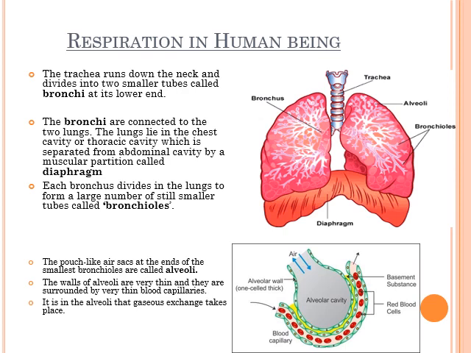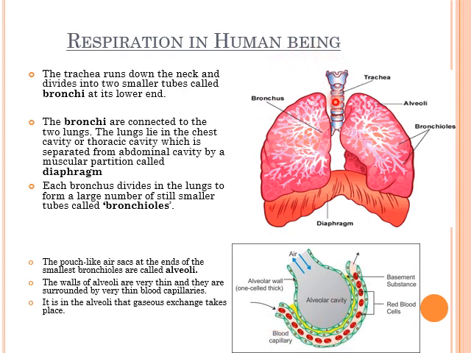So children, by seeing this diagram, you must be very careful in observing this balloon-like structure which is present at the tip of these bronchioles. If you see the structure, they are the alveolus, or many will be alveoli. They are surrounded by these blood capillaries.